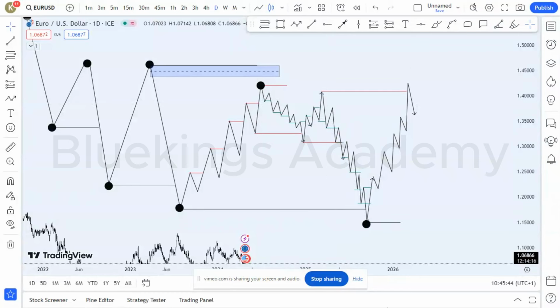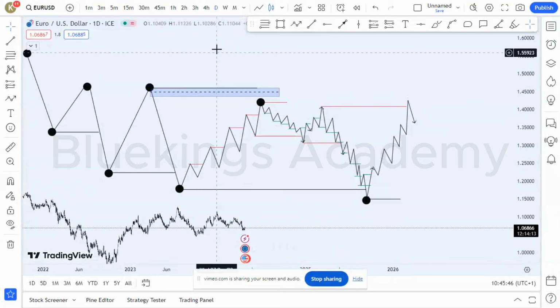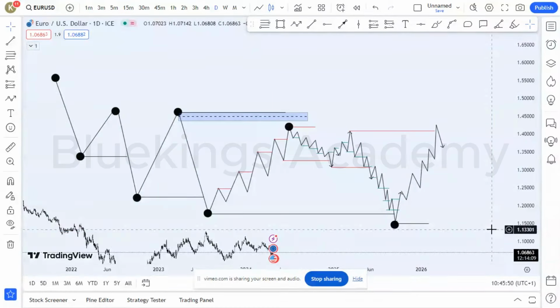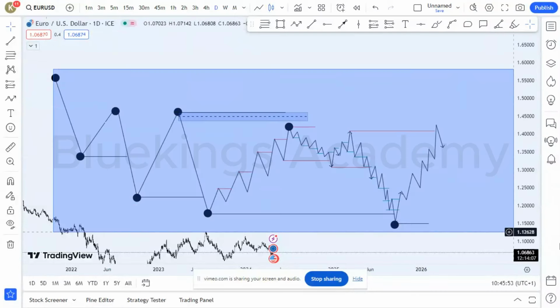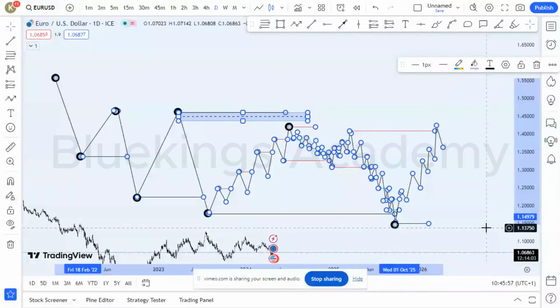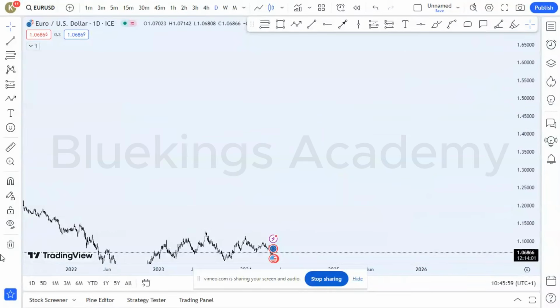Now I will show what this means and how to make use of it. You can't just learn it by doing this. Okay, so we'll do Euro USD since it's a very popular pair.